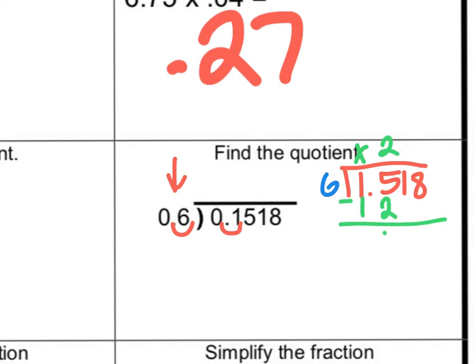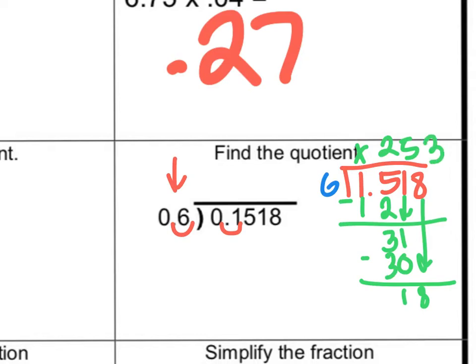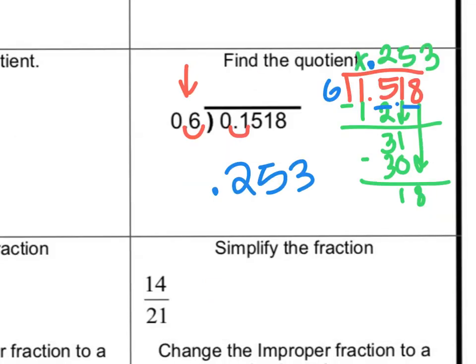15 minus 12 is 3. Drop down the 1. 6 can go in 31 5 times, which makes 30. Subtract that, you get a 1. Drop down 8, it makes 18. And 6 can go in 18 exactly 3 times. Now we have to put the decimal in the right spot. It goes right there because there's 3 numbers behind the decimal. So our answer is going to be 0.253, or you could say 253 thousandths.